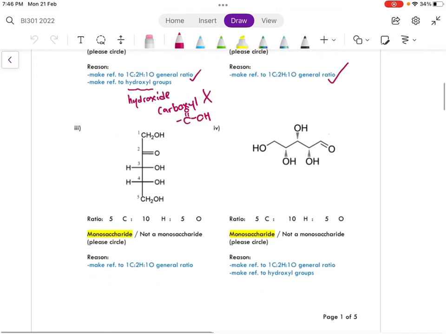Next, part 3. The challenge now comes when we don't show all the carbons. Here you see one straight line, and they don't show all the carbons here. But make a point that at every intersection, there's one carbon. So here is one intersection, you expect to find a carbon over here. Here's another intersection, here's another intersection. So in total, there are 1, 2, 3, 4, and 5 carbons. If you give all the hydrogens a count and the oxygens a count, it follows the simplified ratio of 1:2:1. Therefore, it's a monosaccharide.